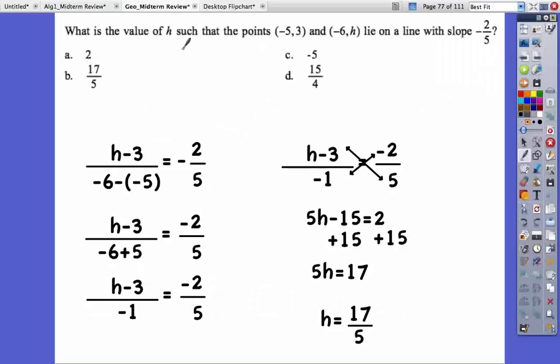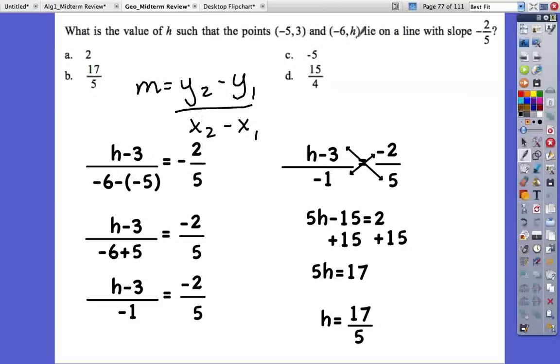Here, what is the value of h such that the points lie on a line with the slope of -2/5? If that is the case, you need to use your slope formula, which is on your reference sheet. Subtract your y's on top, subtract your x's on the bottom. Substitute those in. I decided to go h minus 3.